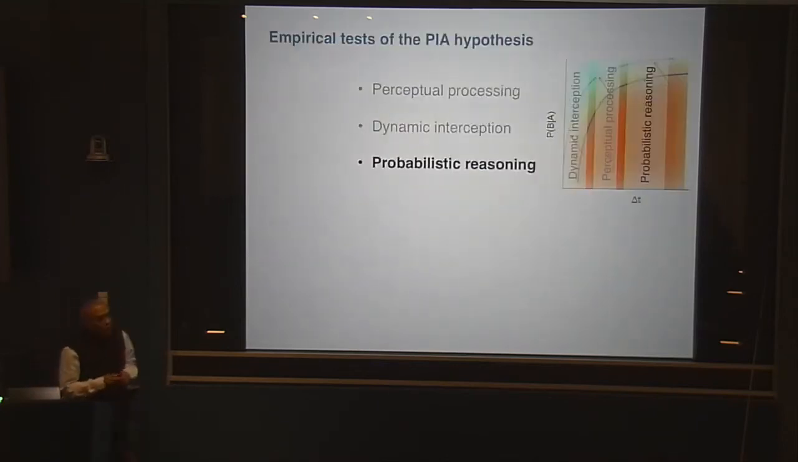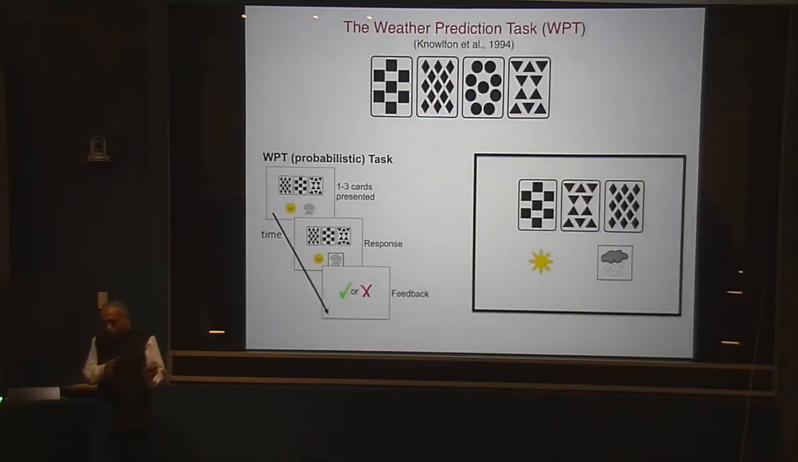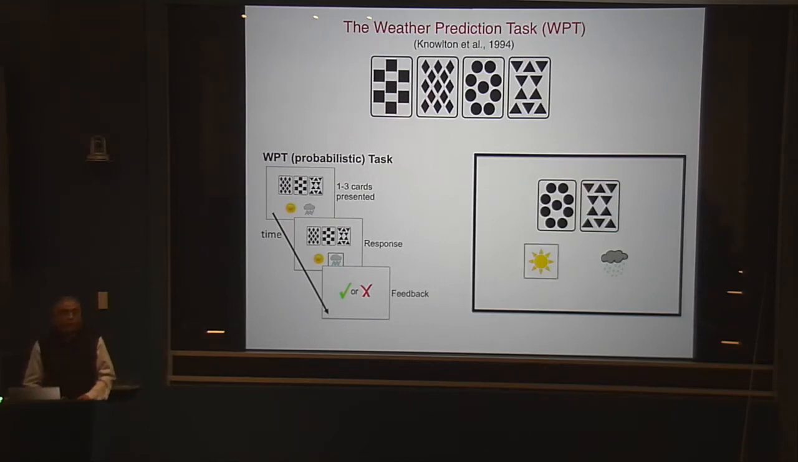The last little bit is on probabilistic reasoning, and I'm very quickly going to flip through the slides, even though Nushin would be the person to really do justice with this material, but just to give you a flavor of the kind of studies we are doing there. So the question we started out with here was, how can we probe the neural mechanisms for and performance on probabilistic learning in ASD using a task that's largely devoid of social aspects? And the answer to that question that we are using is the weather prediction task.